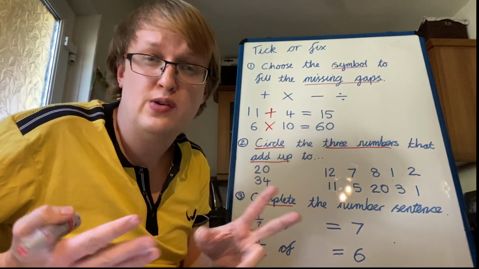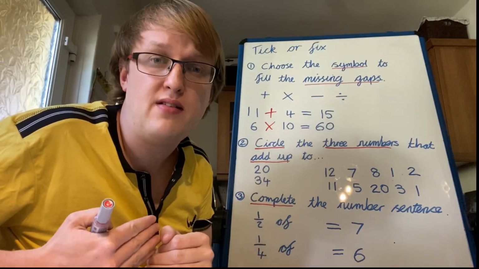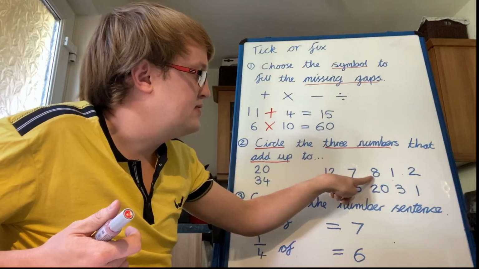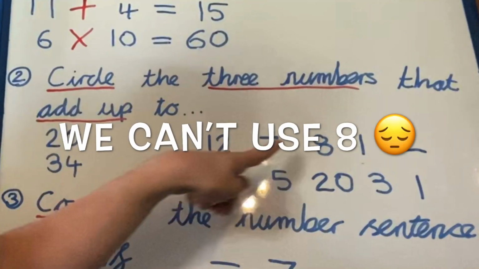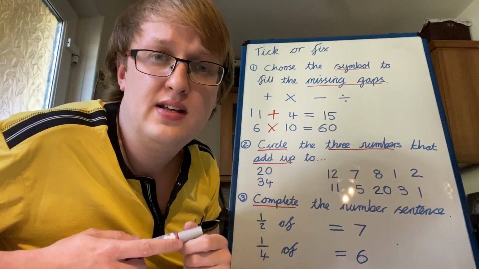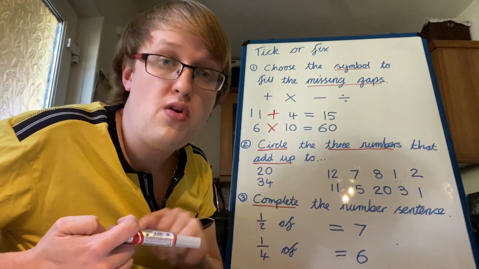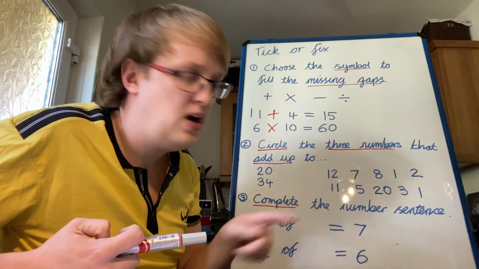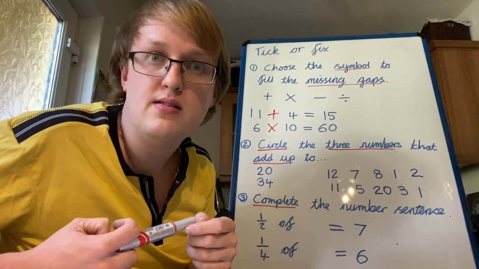12 and 8, that's just 2 numbers. We need to make sure there are 3. So I can't use 8. If 12 is right, I can't use 8. Let's try 7. 12 add 7 is, well, 7 is 1 less than 8. So 12 add 7 must be 19.